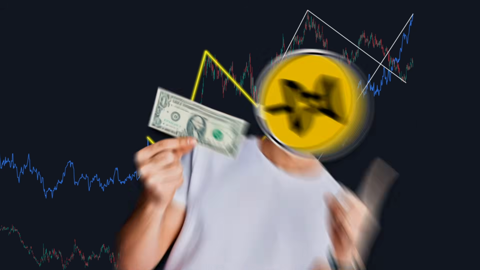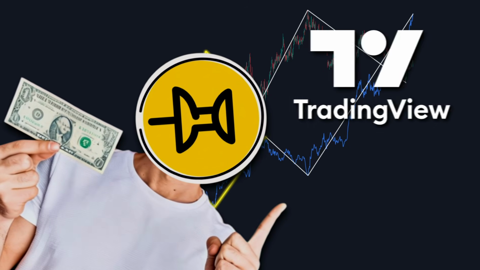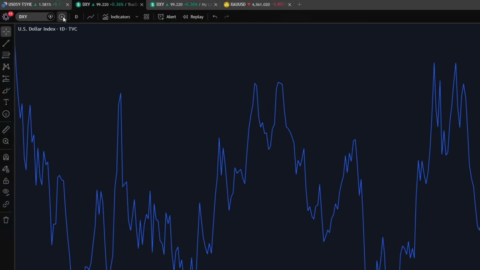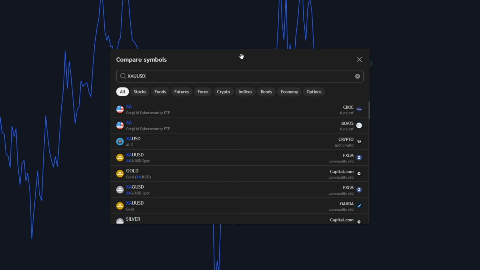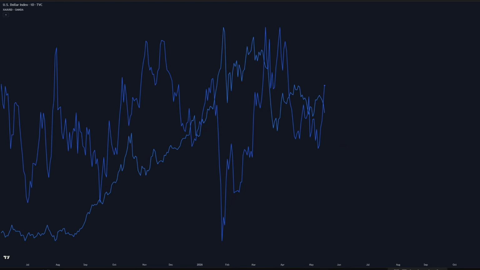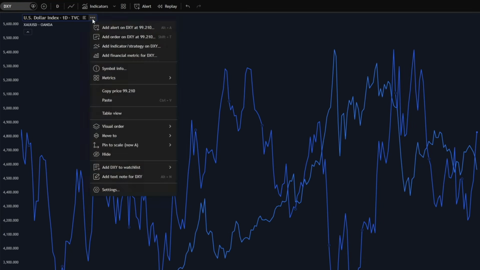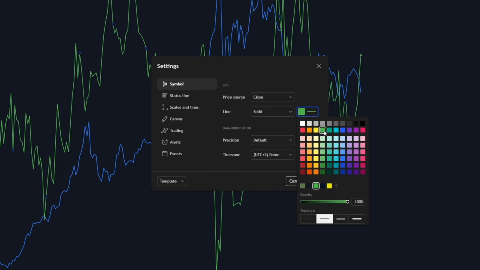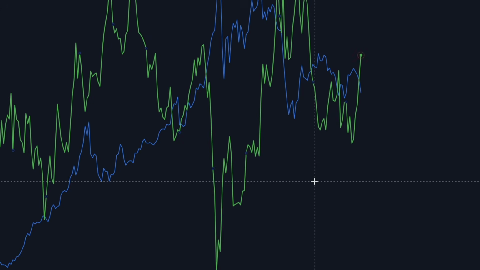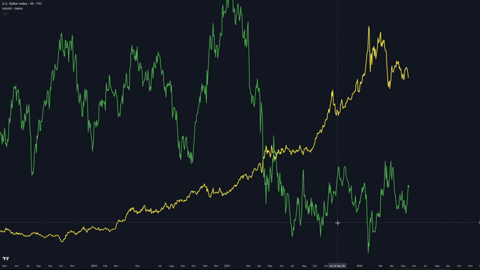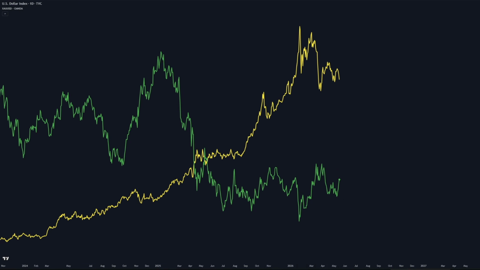Same logic shows up on the dollar side. Here's how to set it up on TradingView in 30 seconds. Pull up DXY. Click Compare at the top, search XAUUSD, add it. Now you've got both lines overlaid on the same chart. Click the DXY label in the top left of the chart, open its settings, and in the Style tab, switch the color to green and bump the line thickness up to 2 or 3 pixels. Do the same with XAUUSD. Switch it to yellow and thicken the line. Now the 2 assets pop off the chart and you can read the divergence at a glance.